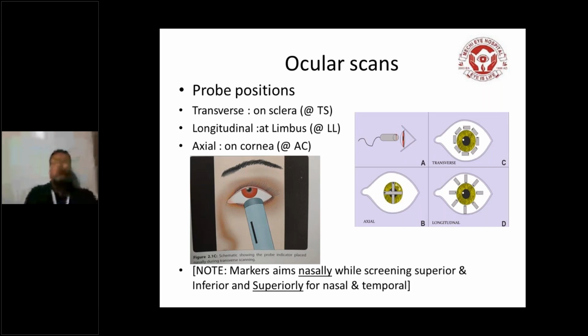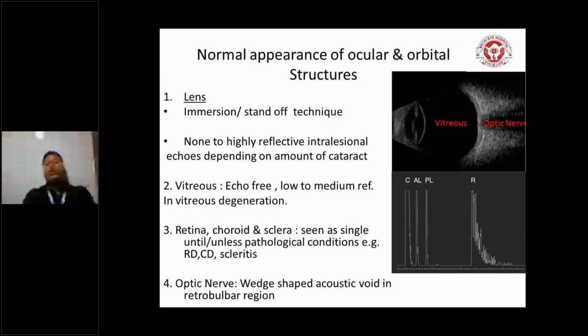So before going to abnormal, we should know how a normal eye looks like. So first of all, coming to the lens. The lens is visualized by the immersion technique or stand-off technique. It is very simple. We can just make a water-filled balloon by cutting a glove and filling it with water or gel, and you can put it on the eye and do the scan.